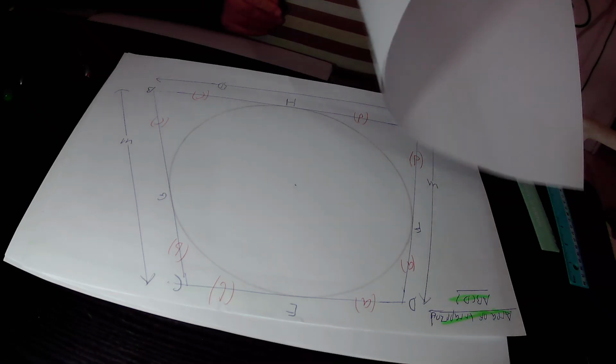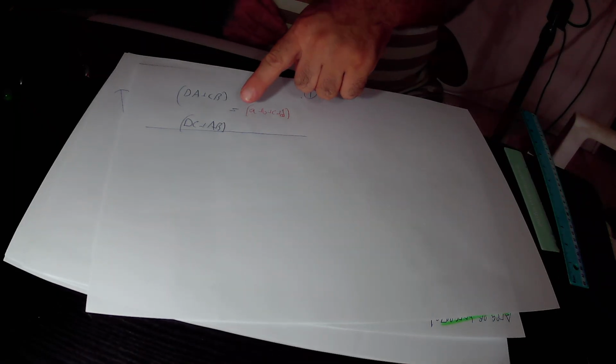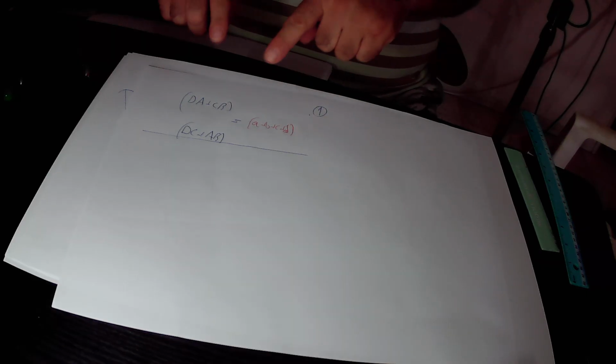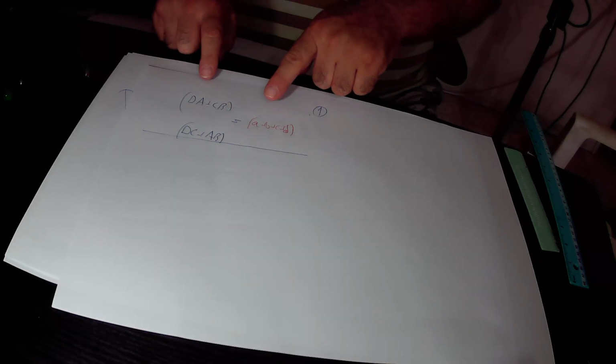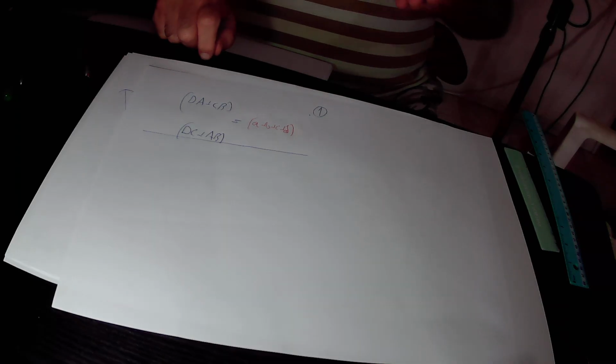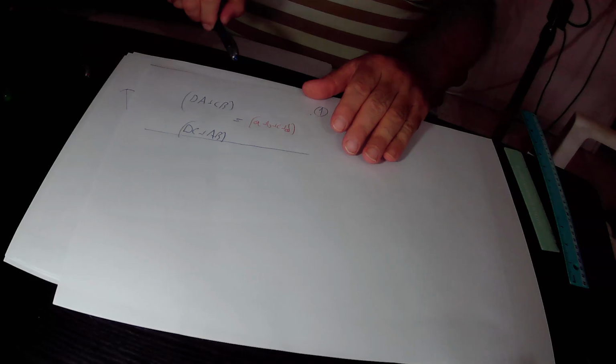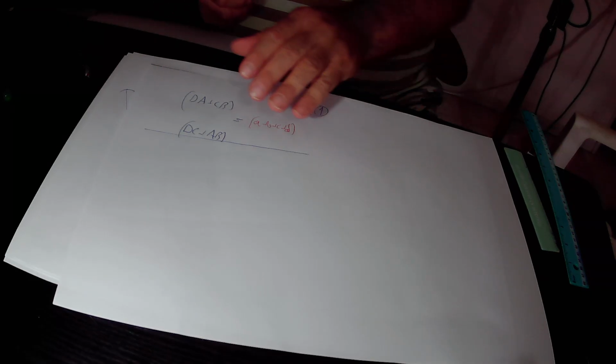So DC plus AB also equals A plus B plus C plus D. And because those two expressions are both equal to A plus B plus C plus D, it means that they are equal to each other. That is to say, DA plus CB equals DC plus AB. Moving on.